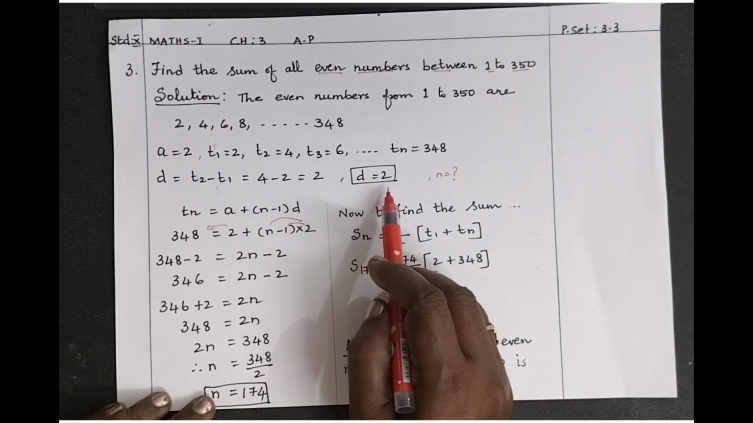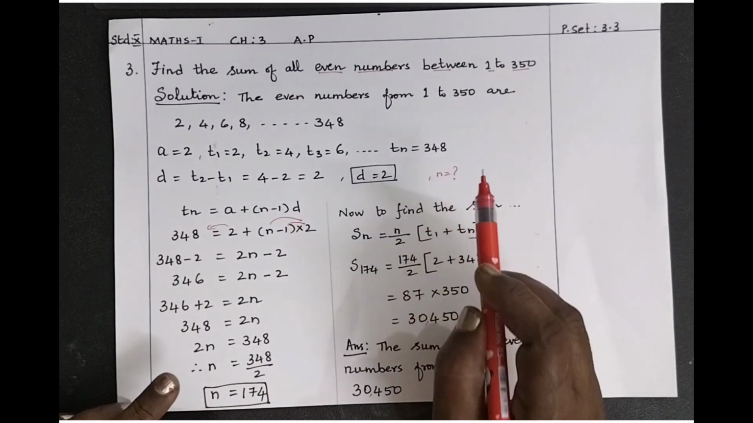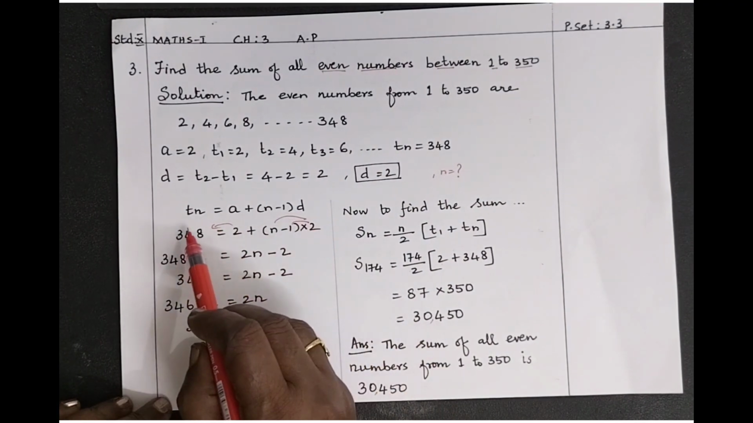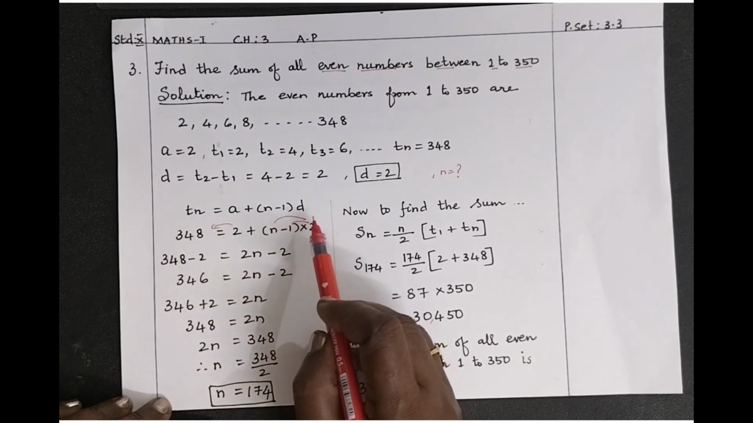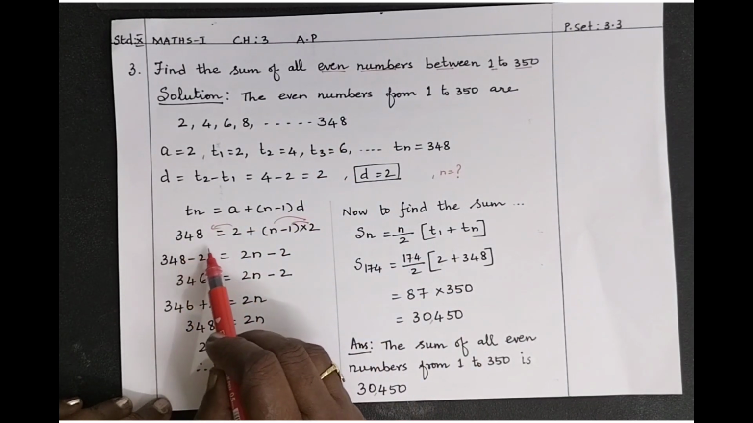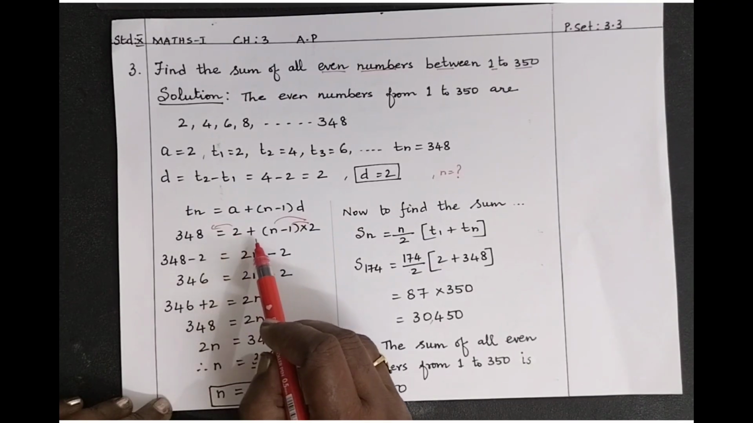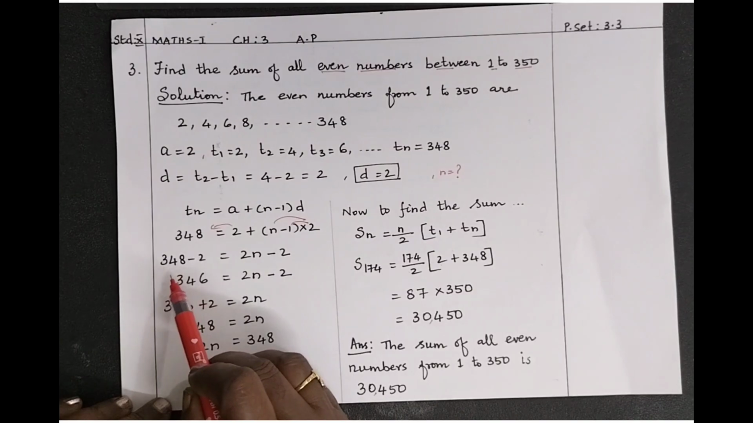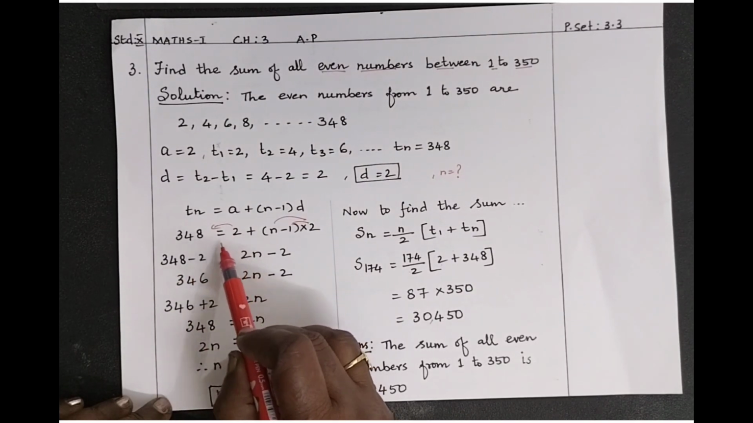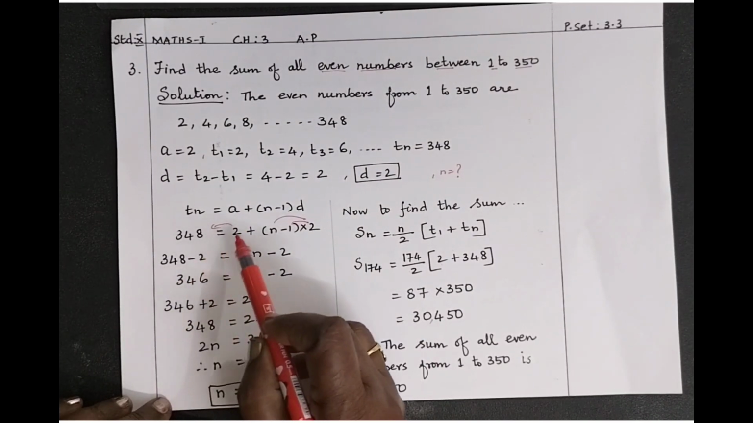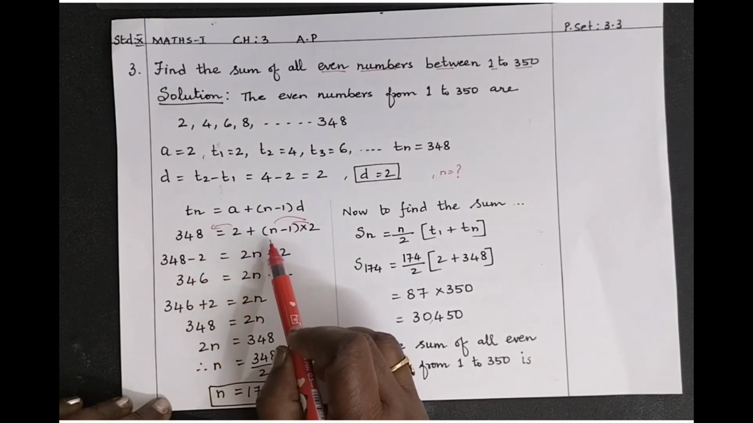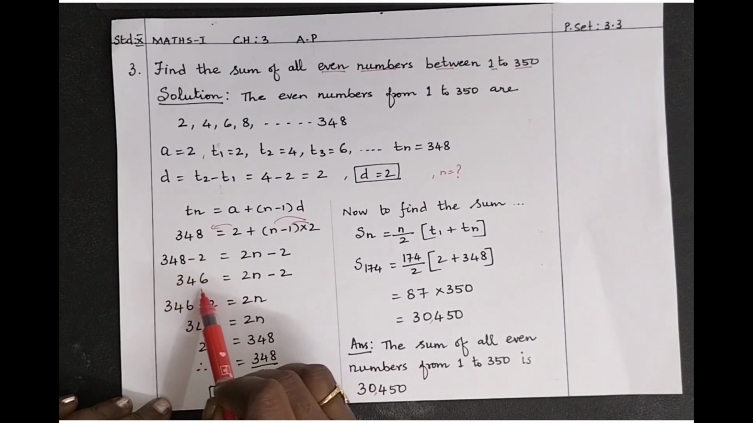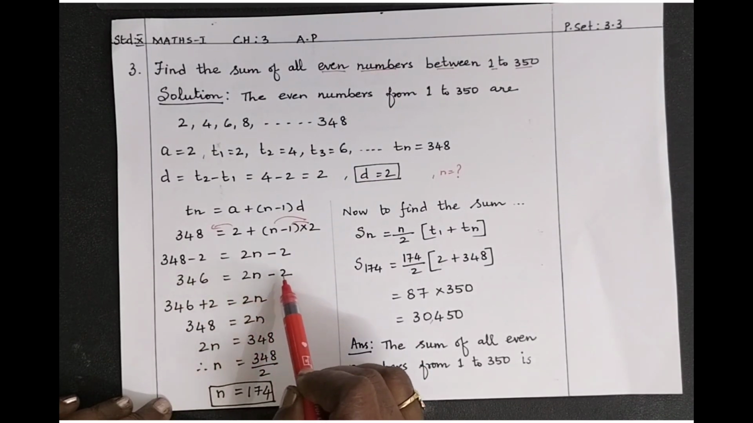So d is equal to 2, we don't know what is n. So n, we have to find out n. So by using Tn formula, we can find out n. So Tn equal to a plus (n minus 1) into d. So Tn is what? 348, which is equal to a is 2, plus, we don't know what is n minus 1 into 2. So now 348, we have to eliminate this 2. So minus 2 on both the sides, we can eliminate this. So minus 2 is equal to, open the bracket and multiply this. This is 2n minus 2. So this is 346 is equal to 2n minus 2.